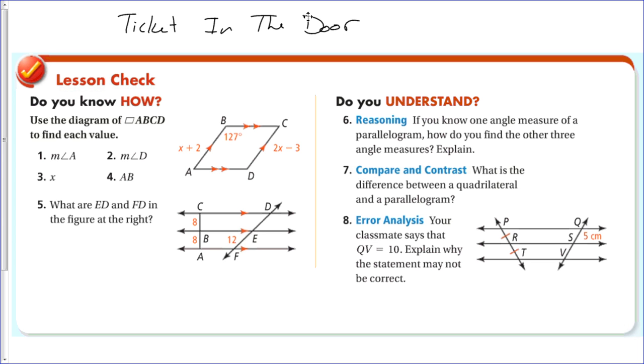So number 1, it says use parallelogram ABCD to find the value of each: the measure of angle A, the measure of angle D, x, and the length of AB. Number 5, what are ED and FD in the figure at the right? So it wants the length of ED and the length of FD. Number 6, if you know one angle measure of a parallelogram, how can you find the other 3? What is the difference between a quadrilateral and a parallelogram? And number 8, your classmate says that QV is 10. Explain why the statement may not be correct.